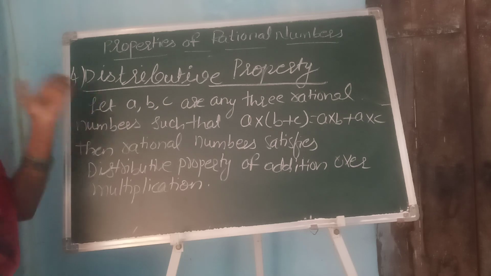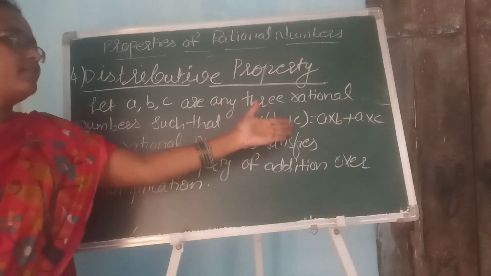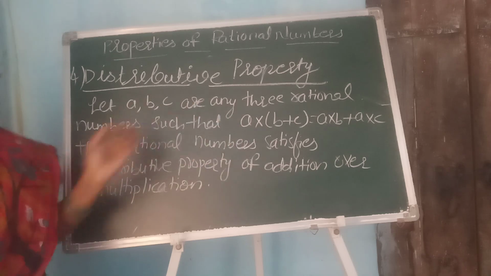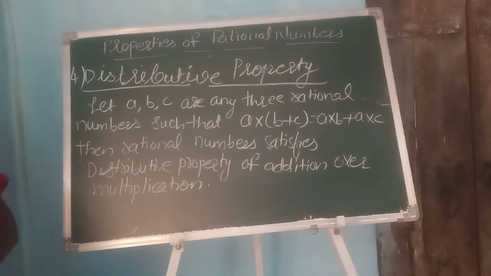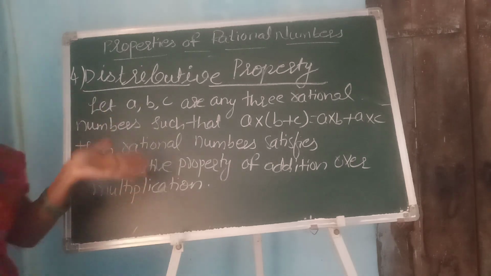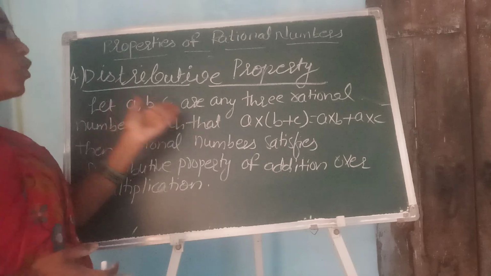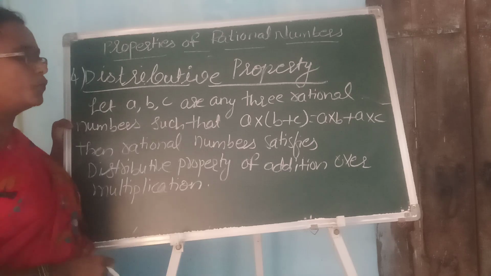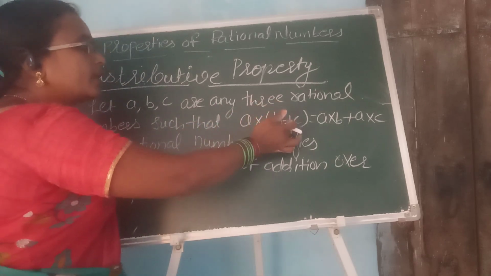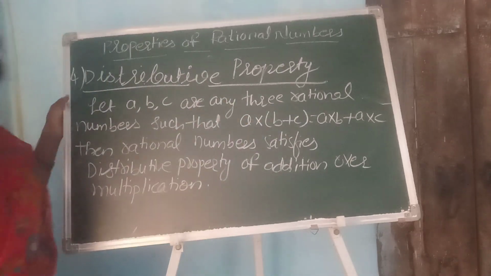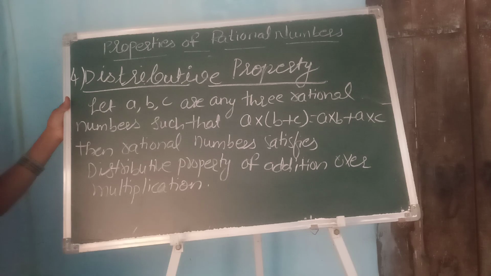See the rule here. Let A, B, C be any three rational numbers such that A into (B plus C) is equal to A into B plus A into C. Then rational numbers satisfy the distributive property of addition over multiplication. Here we observe that addition and multiplication are both in the same expression. The rule name itself indicates distributive: the multiplication is distributed over B and C, over the addition. Now let us see an example regarding the distributive property.